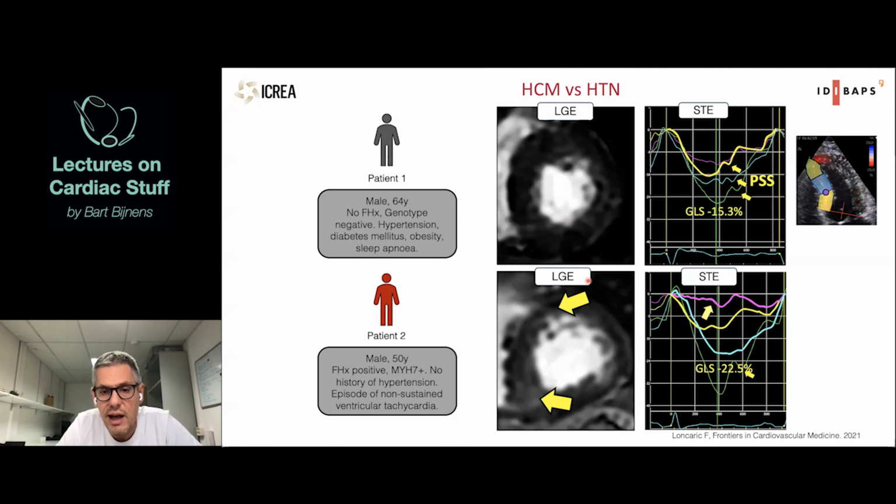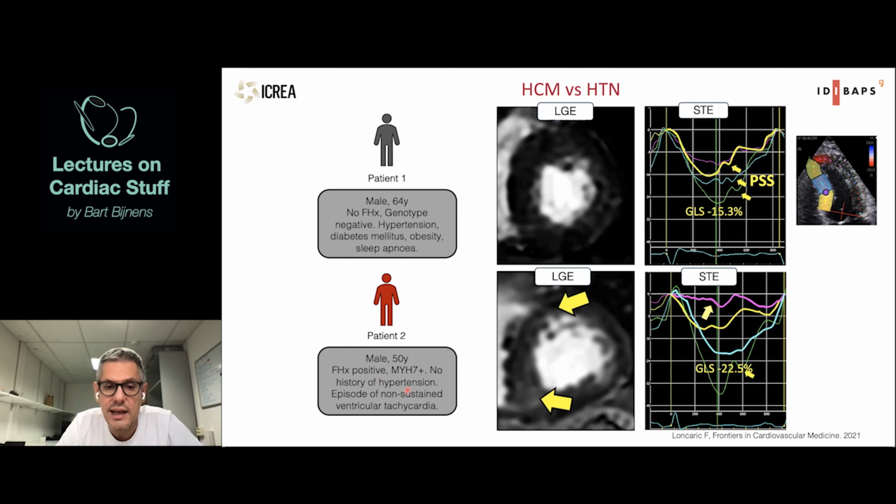And if we look at the MRI, at first you don't see a lot of late enhancement, but you might say, okay, here locally there's a little bit of subendocardial late enhancement. While if we look at this patient, this patient is a genotype positive one. So this is a very well-known mutation for severe hypertrophic cardiomyopathy.